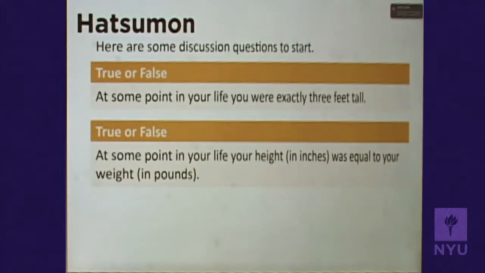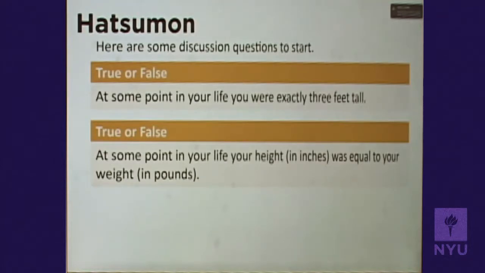Next question. At some point in your life, your height in inches was equal to your weight in pounds. Now, you probably know your height in terms of feet and inches, and so you have to convert that to inches, and that gets you a number. I'm 5'10", so that number would be 70 inches tall. And I'm a little bit heavier than 70 pounds. And you're probably around the same.